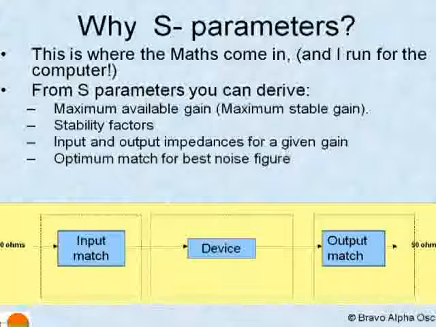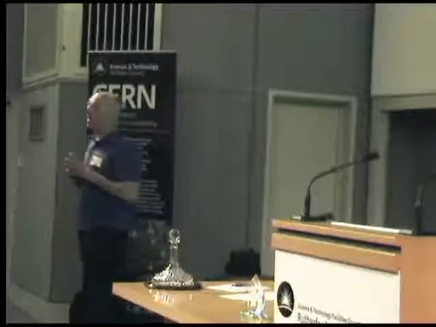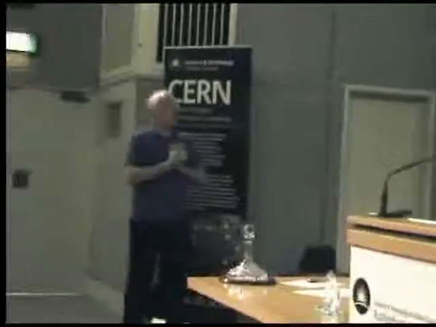You can work out the input and output impedances for a given gain, and this is where the matching comes along. You can work out what impedances to actually present to it, because you don't present it with Z0. That's just a measurement technique. The impedance you present will depend on what gain you want. And the one that gives you the best gain doesn't always give you the best noise figure. But you can also work out the best impedance to give you the best noise figure. And all through these 4 S parameters.